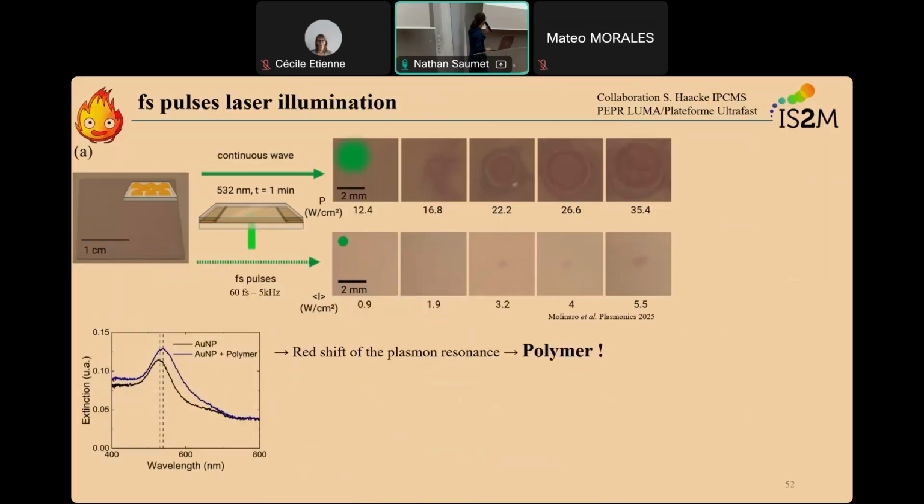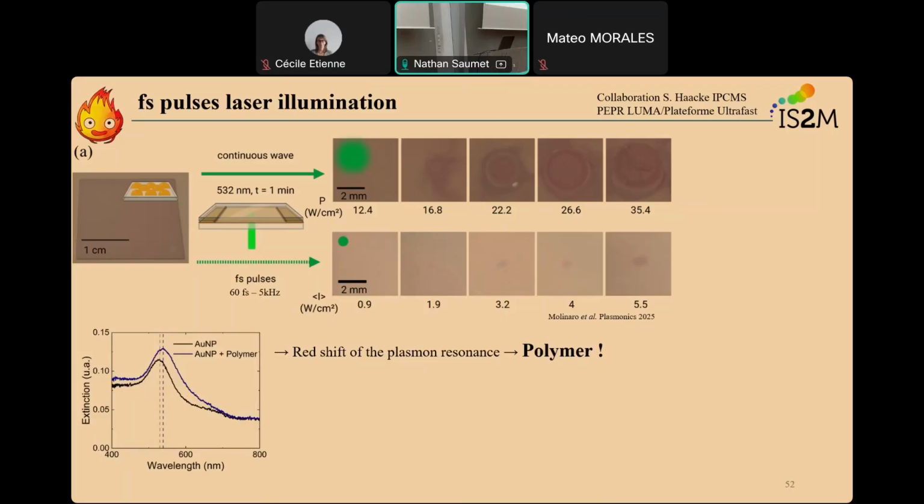So I accessed a femtosecond pulse laser thanks to the PEPR Luma and the platform Ultrafast. I did this experiment in Strasbourg at IPCMS. So here on the first line, I remind you what I observed with a continuous wave laser. And here is the behavior with femtosecond pulse laser with the same wavelength. So it's 532 nanometers, and it's like the same samples.